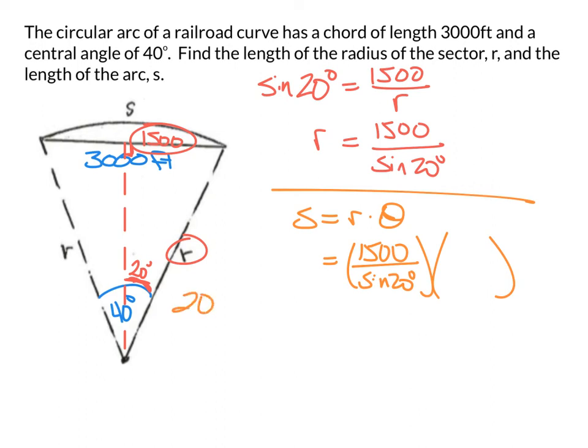So real quickly, we have 20 degrees. If I want to turn that into radians, I have to multiply it by pi over 180 degrees, which looks like pi over 9 to me. So calculate that, and you should have your arc length.